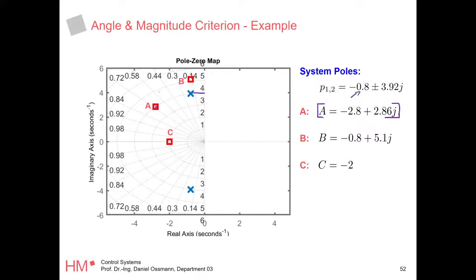So we want to move them left and down. The second example was we want to increase just the natural frequency, or the imaginary part. So we want to move this guy up and not change the real part, right? For example, we want to increase this guy to 5.1 and leave the real part constant, right?